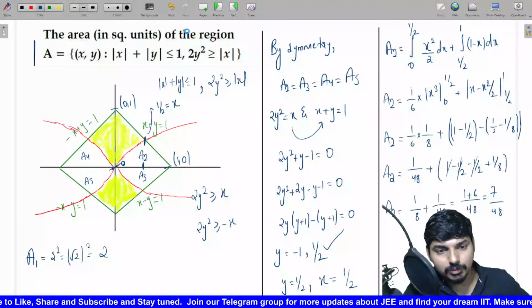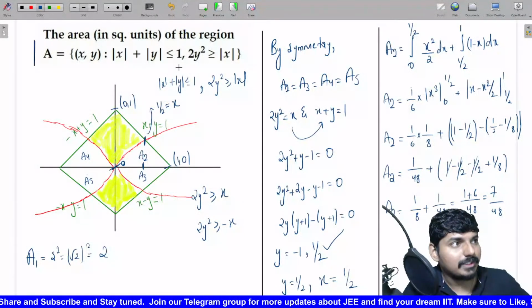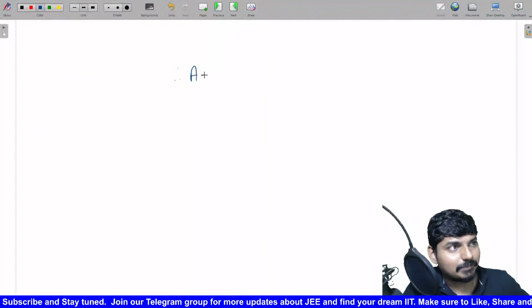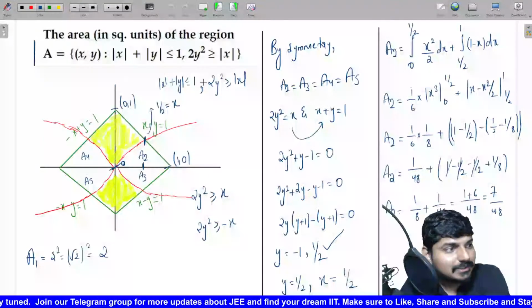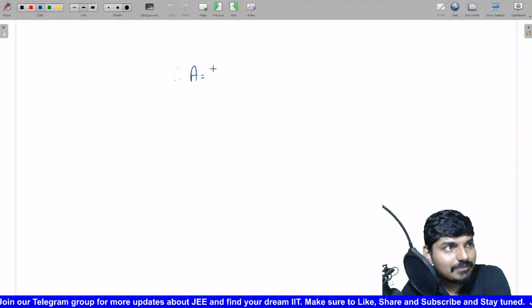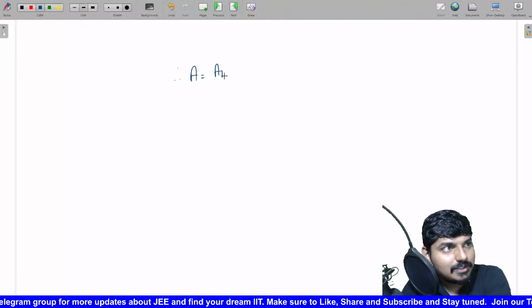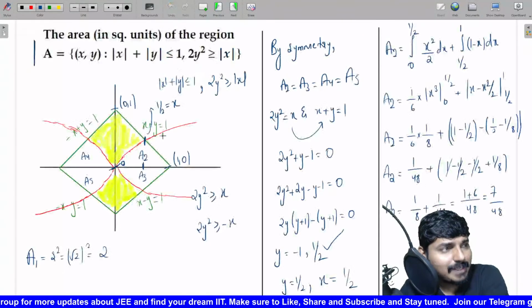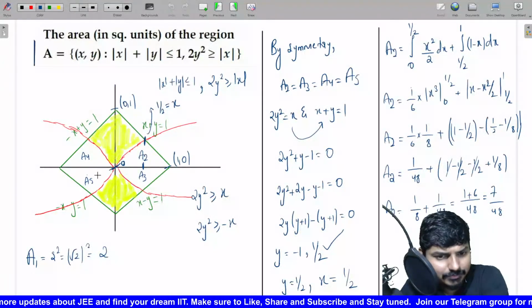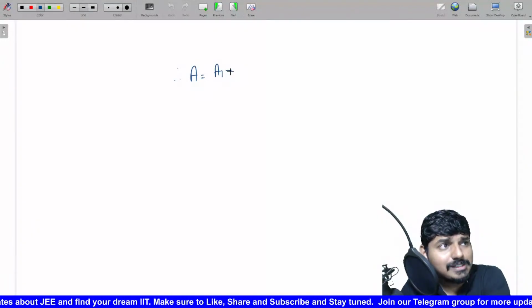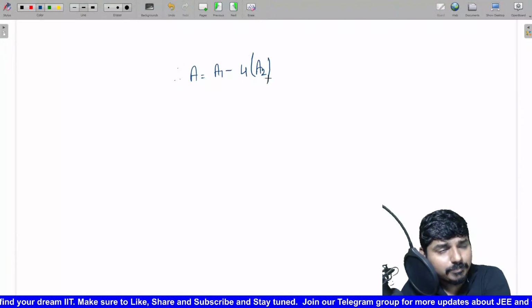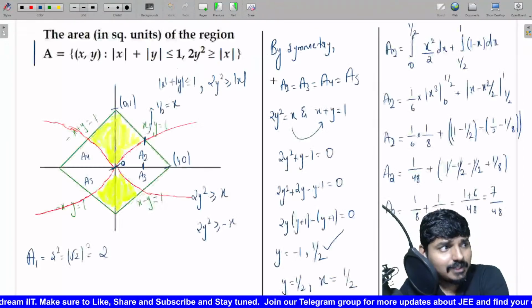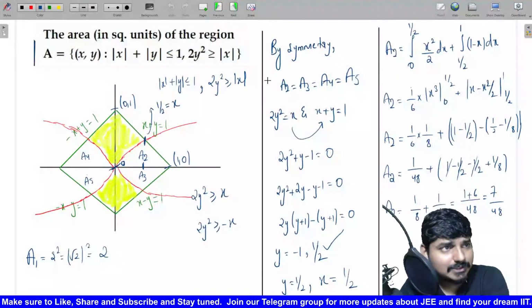So therefore, we can say the final area which we need to figure out is going to be given by A1 minus A2, A3, A4 and A5, or I can say it's going to be A1 minus 4 times A2. Right? Agreed, everyone? Agreed on this particular point? I hope it's clear for you.